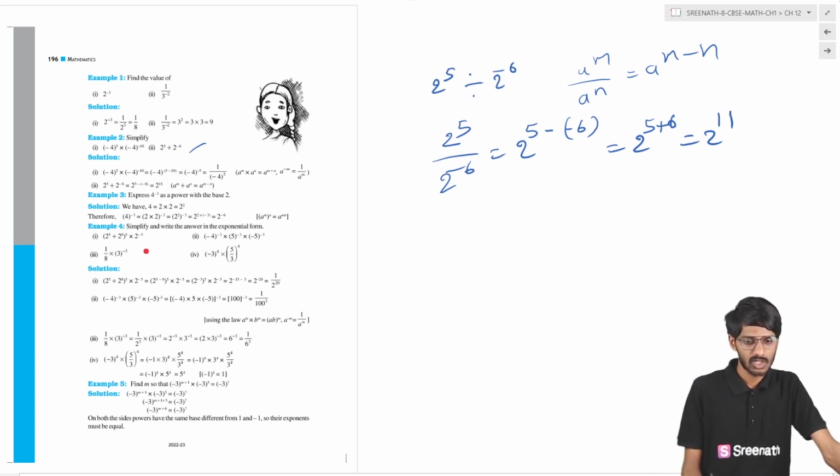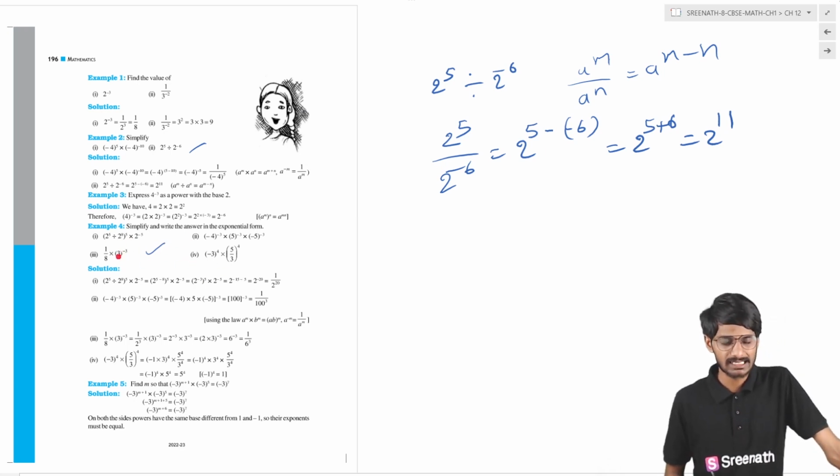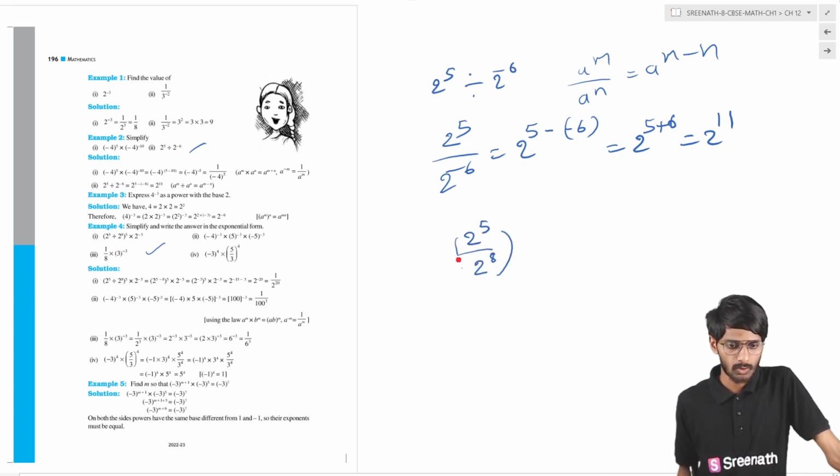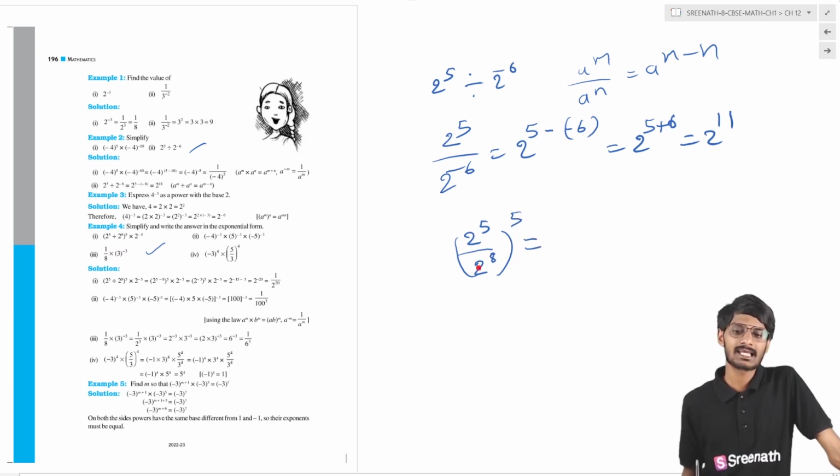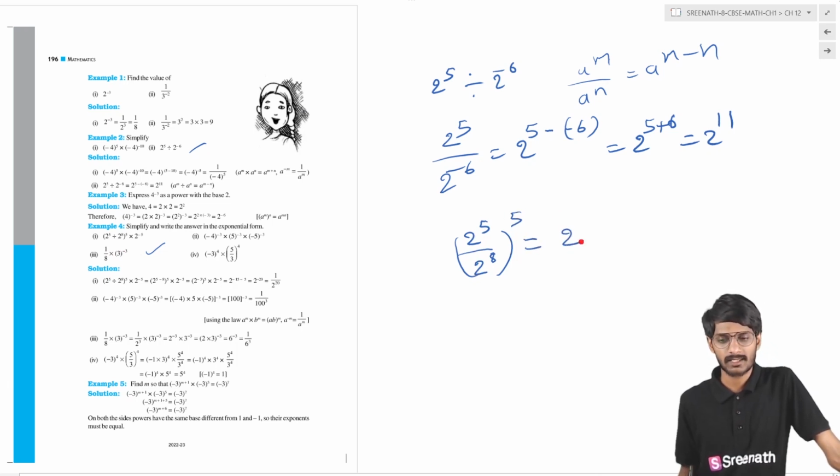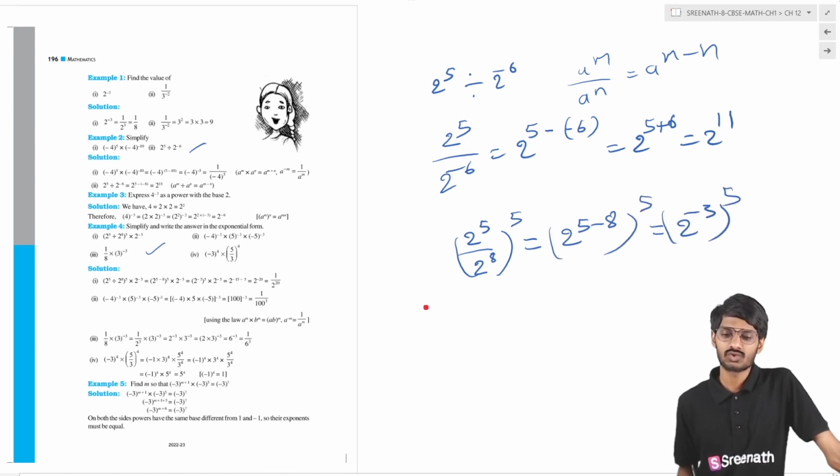So now we will do another one. Which one do you want, students? I will do this one. It is looking somewhat difficult. So 2 power 5 divided by 2 power 8, whole to the power of 5, students. So we can write this using a power m by a power n is equal to a power m minus n. That is 2 power 5 minus 8, whole to the power of 5, so that is 2 power minus 3 whole to the power of 5, students.